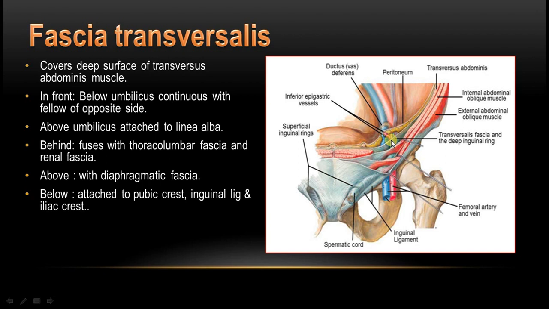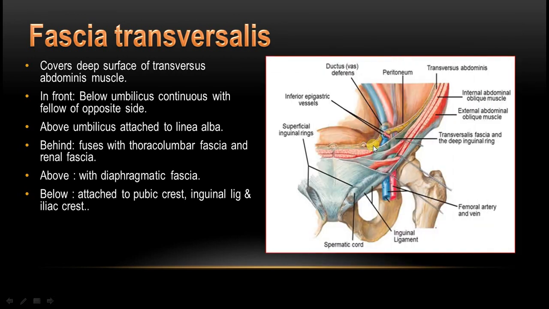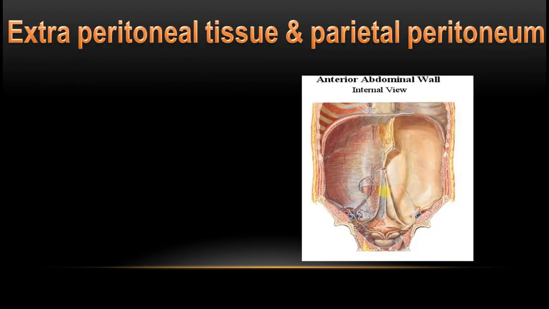Immediately medial to that opening is the inferior epigastric vessel, which you have seen here. The inferior epigastric vessel is medial to the opening of the deep inguinal ring. It is related to the inferior epigastric vessels. Okay, so the deep inguinal ring is actually a gap in this fascia, and it also takes part in the anterior wall of the femoral sheath, not the rectus sheath, the femoral sheath, anterior wall. So that is about the fascia transversalis.